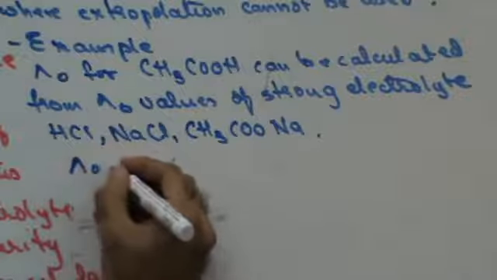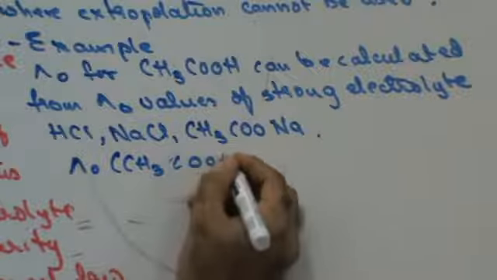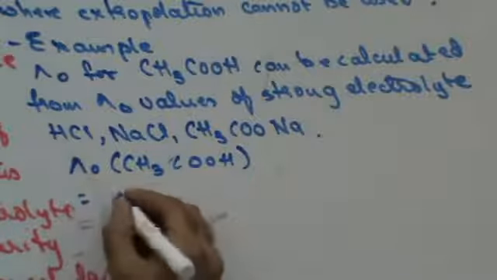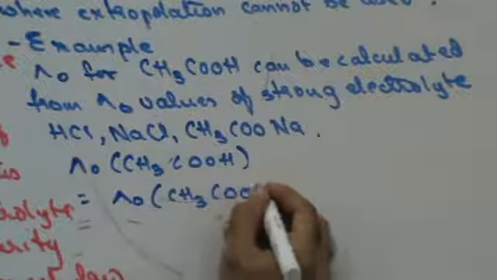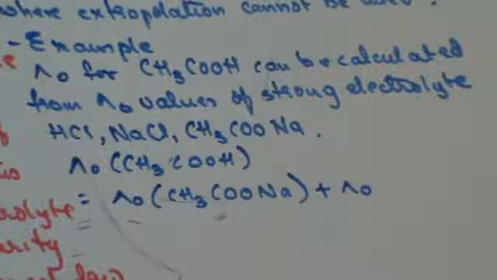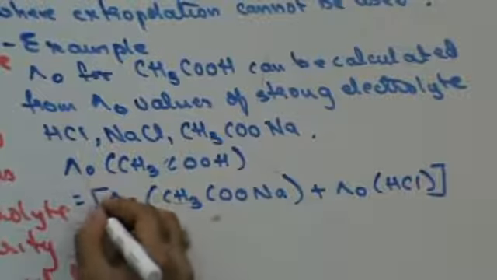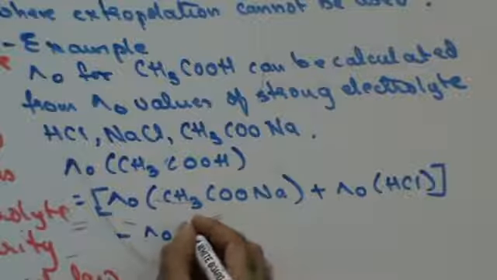Right? I could say that molar conductivity at zero concentration of acetic acid is equal to molar conductivity at zero concentration of sodium acetate, plus molar conductivity at zero concentration of HCl, minus molar conductivity at zero concentration of sodium chloride.